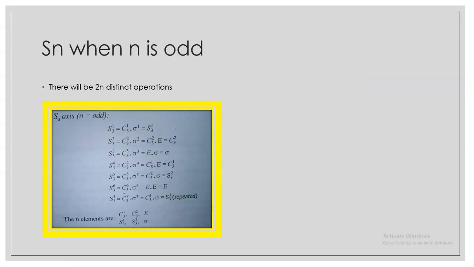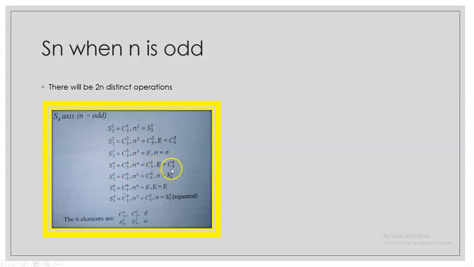Now, what happens in the case of Sn when n is odd? So when n is odd, there will be 2n distinct operations. Let us see it in the case of your S3. So S3-1 generates C3-1 into sigma 1. So that is S3-1. And S3-2 generates C3-2 into sigma 2. Sigma 2 is identity. So it is C3-2 into E is equal to C3-2. And S3-3 is C3-3 into sigma 3. So it is sigma. And S3-4 is C3-4 into sigma 4, where sigma 4 is E.